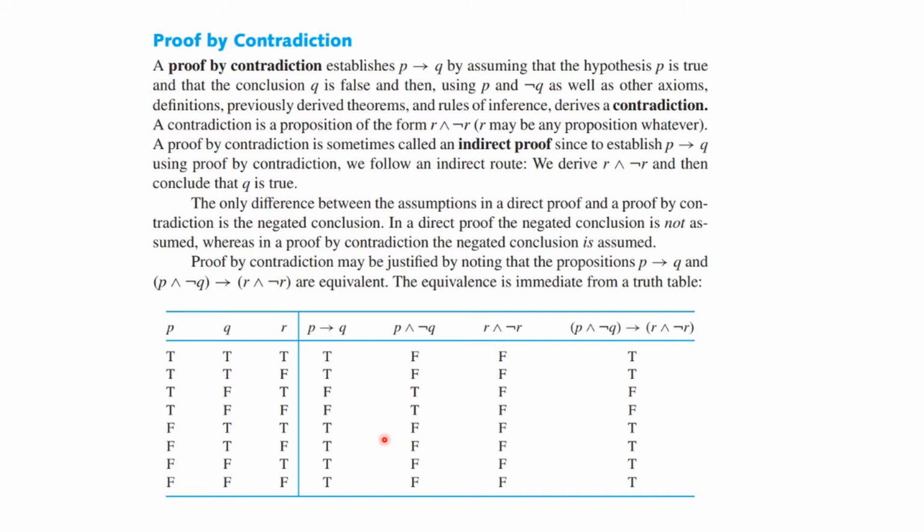Now, this can be understood by saying, if we say that we have P and not Q, and we work through to get a contradiction, this truth column is the same as the original truth column. So you see this is a valid way to proceed.